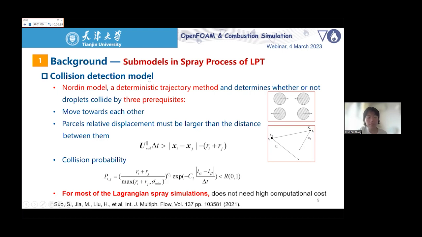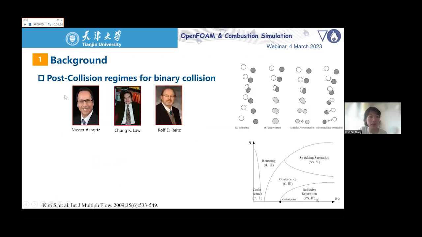collision detection model. If you are interested, you can find the work. But for us, we are more interested in the post-collision regimes. Professors Ashgriz, Law and Rein did a lot of experiments and theoretical work to give us the bouncing and coalescence, reflective separation, and stretching separation regime diagram.